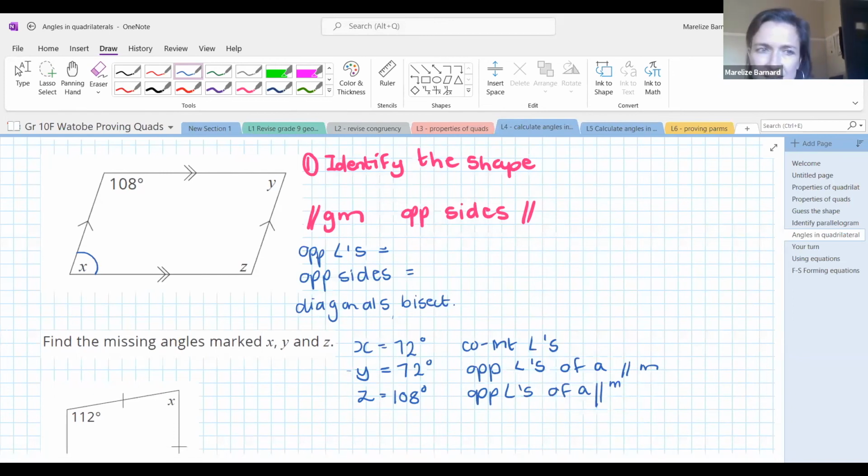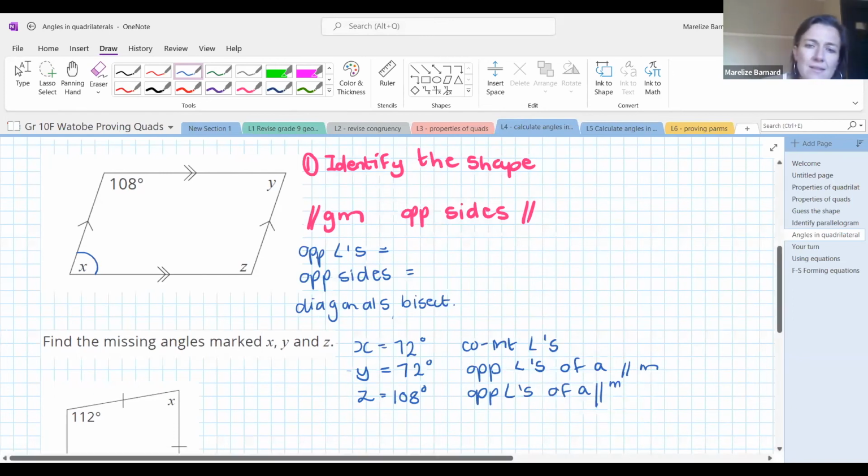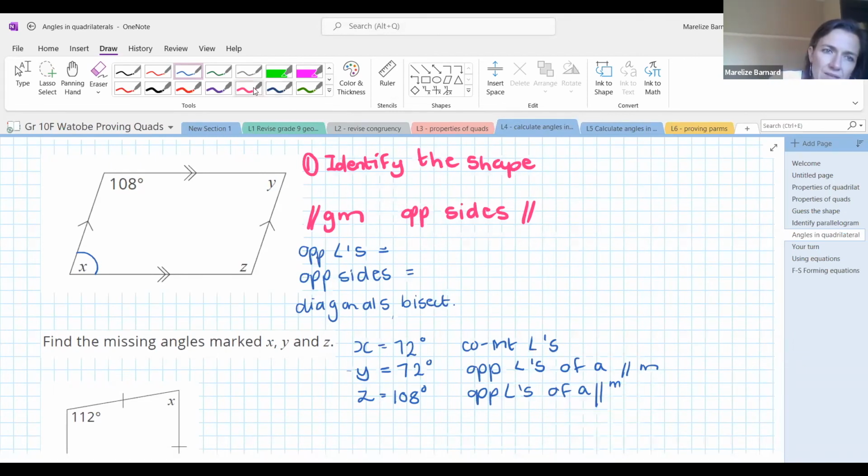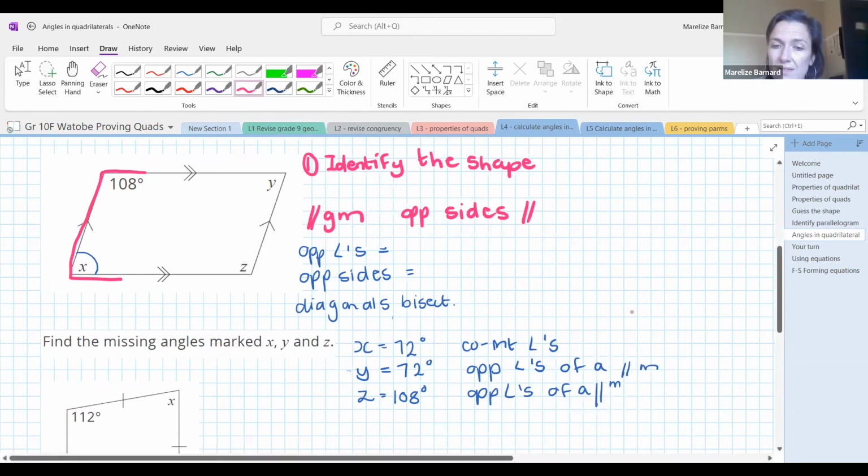So Nosipo says she didn't get 72 for X. Nosipo, look carefully. They are co-interior angles because these lines are parallel. I'm going to draw the U for you. Maybe you can then spot it easier. And I reiterate this again, I can't say this enough: your reasons have to be right if you want to get your marks. Can't leave off the reason.